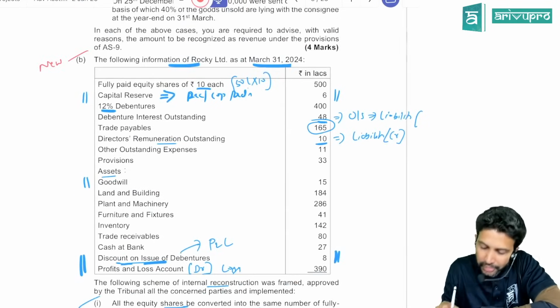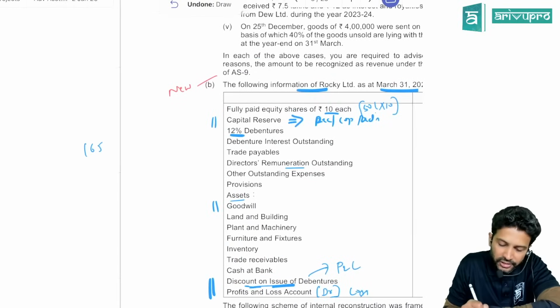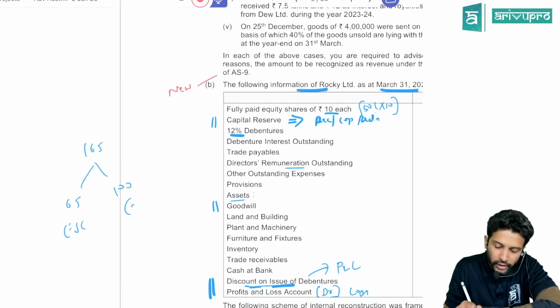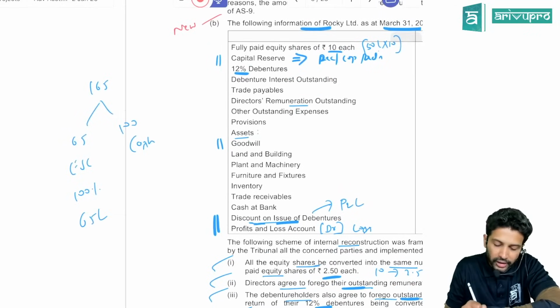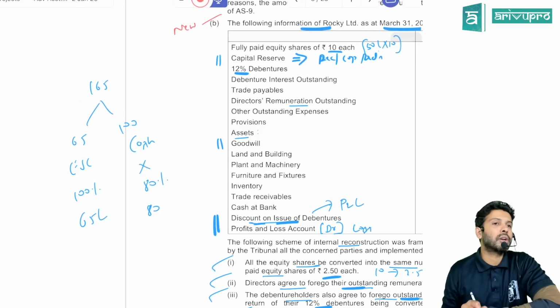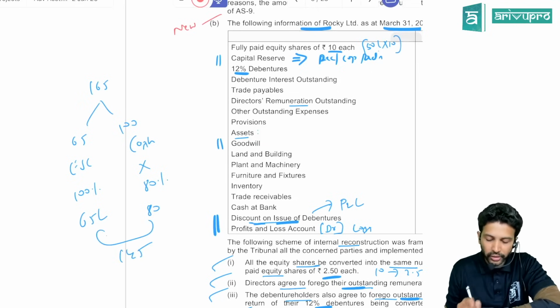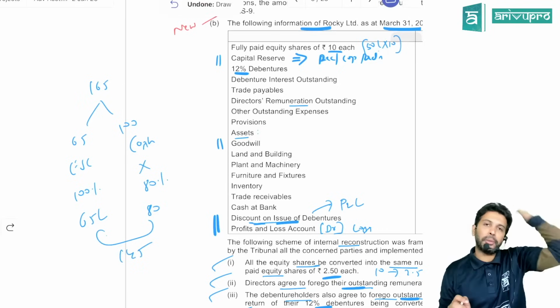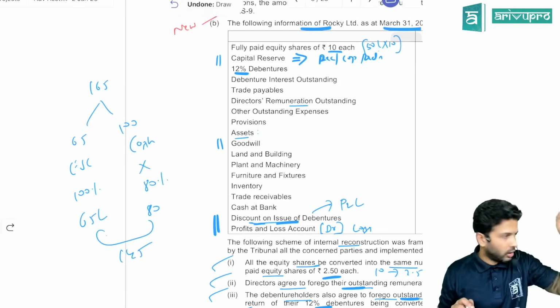Go back to the balance sheet. How much is trade payable? 165 lakh. That means in this 165 lakh, 65 lakh have gone for the equity share option and 100 have gone for the cash option. In the equity option, you get 100% of the money, meaning the entire 65 lakh. But in the cash option, you get only 80%. That means you get only 80. So in total, how much are we paying to creditors? 145. Instead of 165, we are paying them 145. That means 20 is going down.